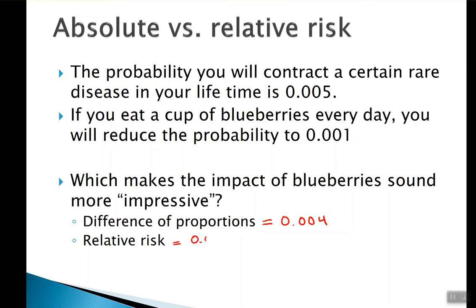Here, if we did 0.005 over 0.001, we would get a relative risk of 5, right? So in other words, those who don't eat blueberries are 5 times as likely to contract this disease. That sounds a whole lot scarier than saying that your probability of getting the disease has gone up by 0.004. So neither of these is necessarily wrong, but we do need to be aware that people will react differently to the two statistics.